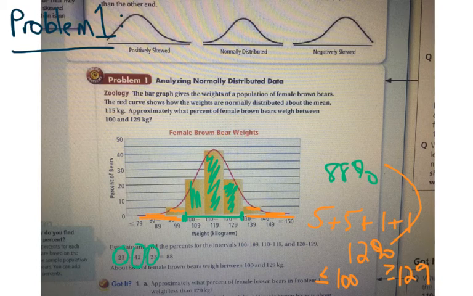What percent of the female brown bears should weigh less than 115 kilograms? Well, I want you to notice that 115 was not one of the numbers at the bottom of the bar graph. But isn't it kind of between 110 and 119? Well, that kind of puts the line halfway down the graph. So if I said, what percent of the female brown bears should weigh less than 115 kilograms, it's probably going to be about 50%.